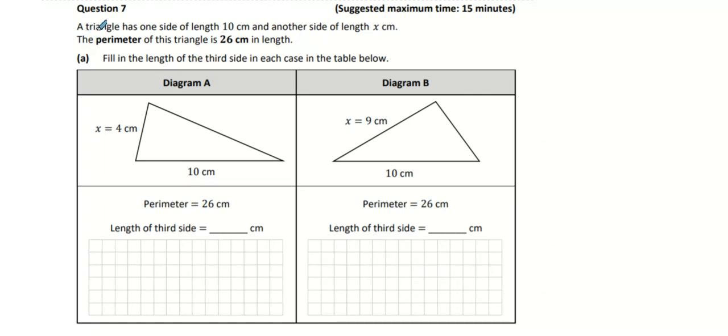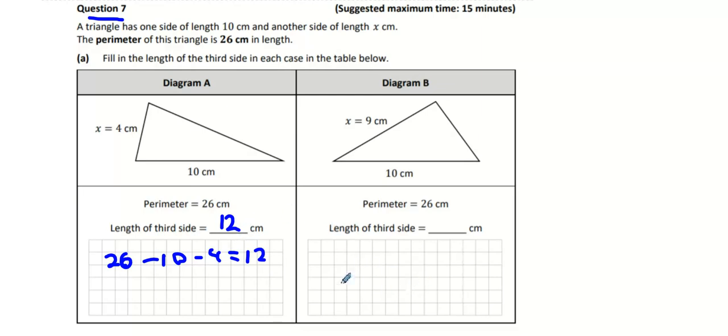2019 paper 2. We're now on question 7. The triangle has one side of length 10, another side of length x, and the perimeter of the triangle is 26 centimeters. Find the length of the third side. Well, if we take 26, take away a 10, take away a 4, we get an answer of 12. So that would mean that's 12 centimeters.